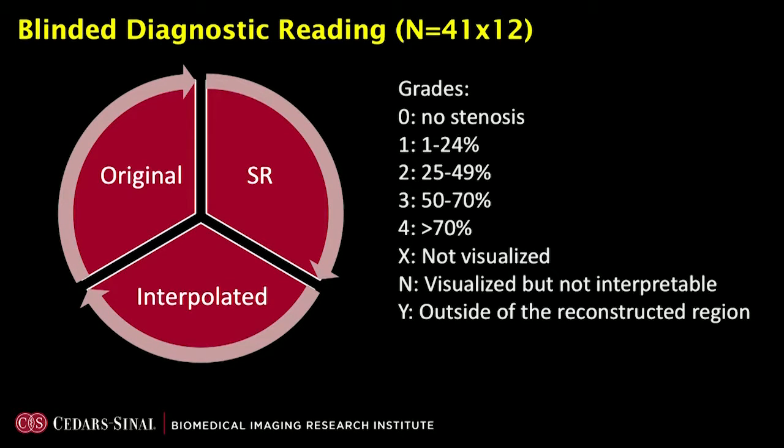So we performed a blinded diagnostic reading in the testing set of 41 subjects with 12 segmental analysis with a range of stenosis, and then also for cases where there's no visualization, we also label these. So we de-identified all the data from 3 sets and also randomized the order.